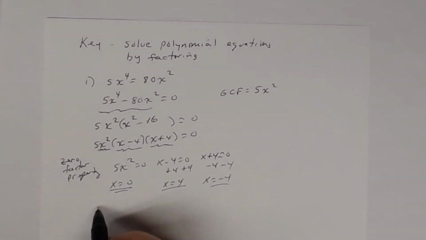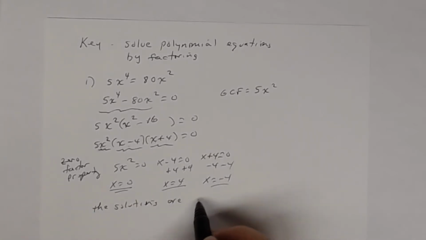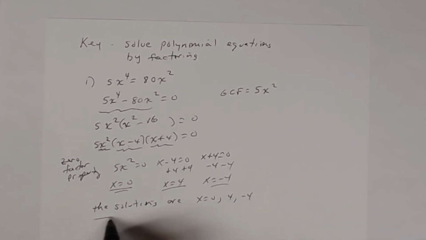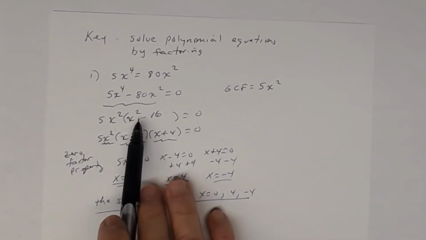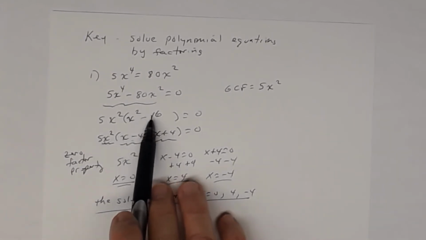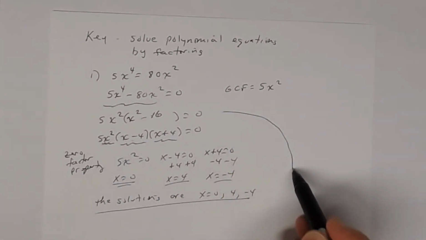So you'll say something like this. You'll say the solutions are x equals 0, 4, and negative 4. Okay? Now, let me just remind you. At this point, many of you recognized that this was the difference of two squares, and you factored further. Okay, so you could have done this as well. So let me just show you.